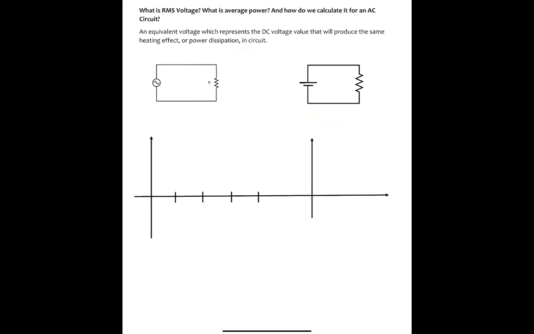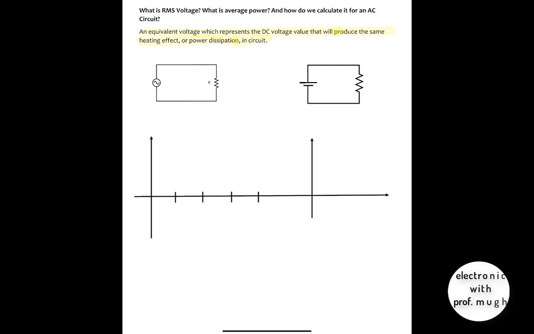Let's learn about root mean square voltage now, also known as VRMS. What is average power and how do we calculate it for an AC circuit? Now remember, your VRMS is an equivalent voltage which represents the DC voltage value that will produce the same heating effect or power dissipation in a circuit. Now what does that mean?